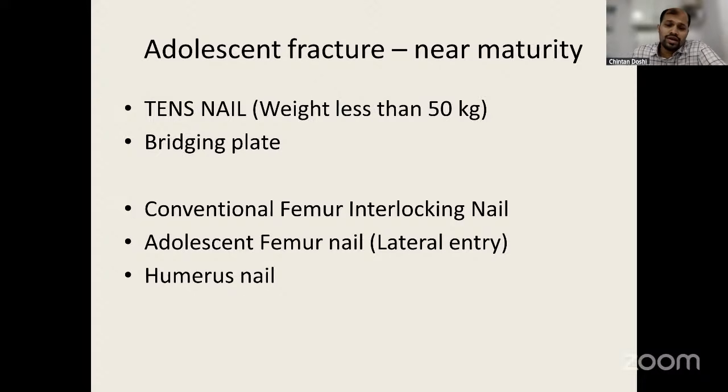For those around 10 or 11, where the canal is 6, 7 or 8 millimeters, a conventional femur interlock might not be a good implant to put in. Adolescent femur nails, which are available in diameters of 6 to 9 millimeters, can be used. Similarly, humerus nails are also available in 6.5 and 7.5 millimeter diameters, so those with small canals can get a humerus nail as well.